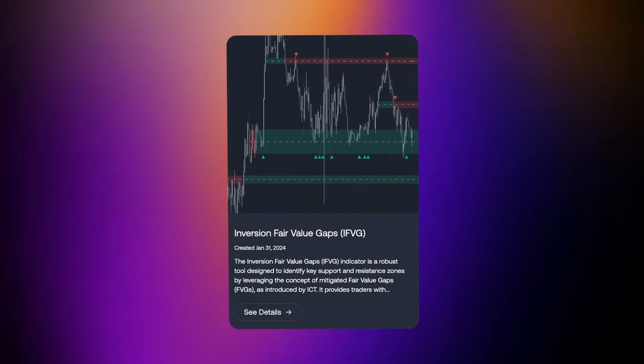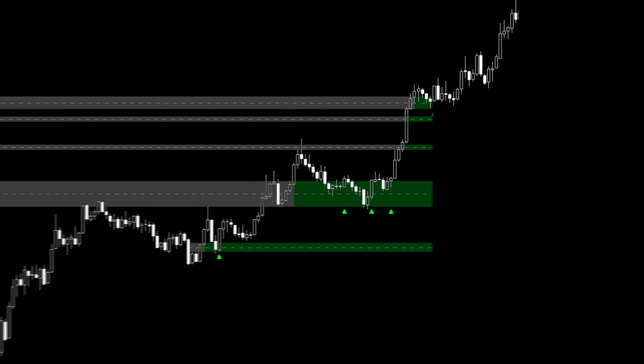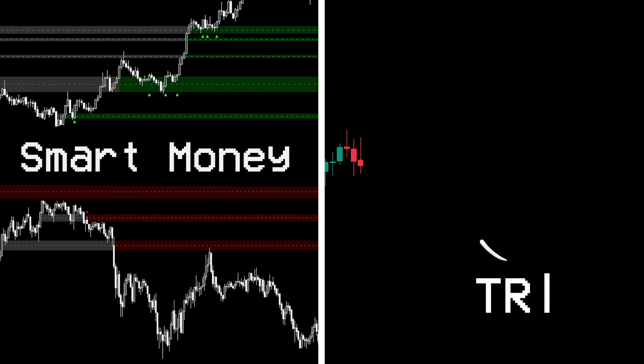Today, we're introducing the IFVG indicator by LuxAlgo, a tool designed to detect this rare market phenomenon in real time. It's what separates smart money from stuck money.